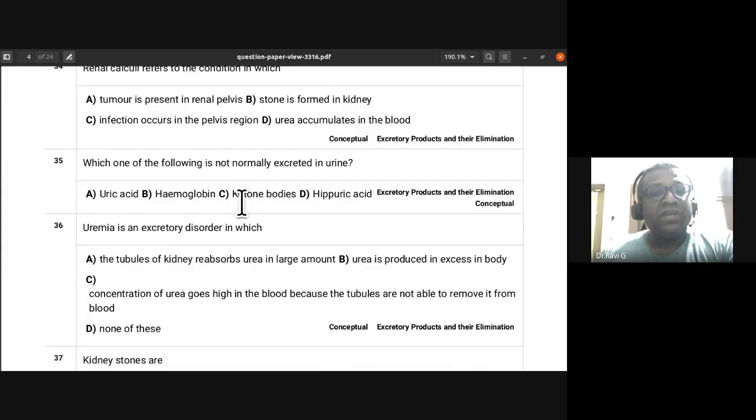Which one of the following is not normally excreted in urine? Uric acid, hemoglobin, ketone bodies, hippuric acid. So the 35th answer is B. Hemoglobin is not normally excreted in urine. So the 35th answer is B.